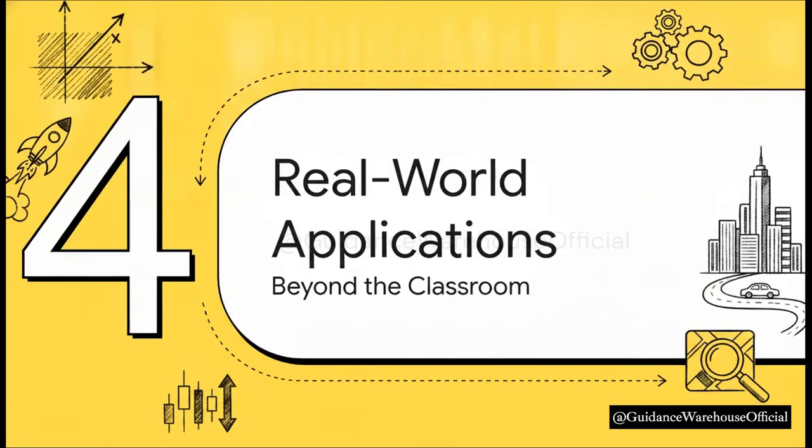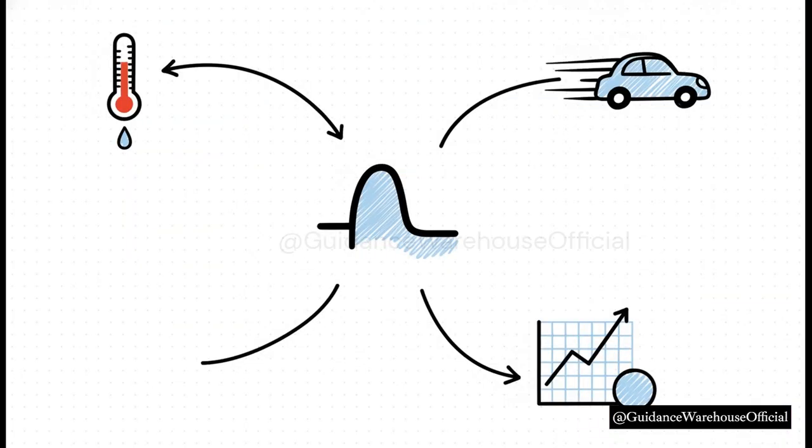Section 4, real-world applications. Let's connect this purely mathematical exercise to some incredibly powerful real-life scenarios. Why does this actually matter to us? Well, this exact same limit calculation doesn't just find slopes of abstract lines. It determines how fast the temperature in your house drops at exactly midnight.